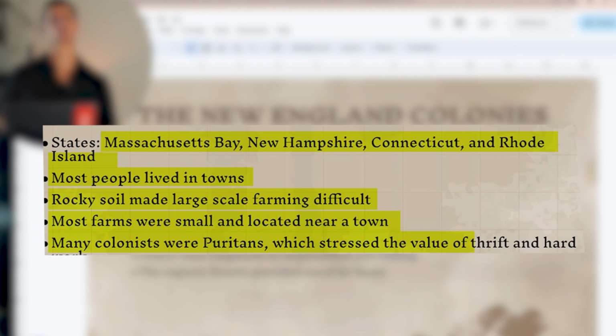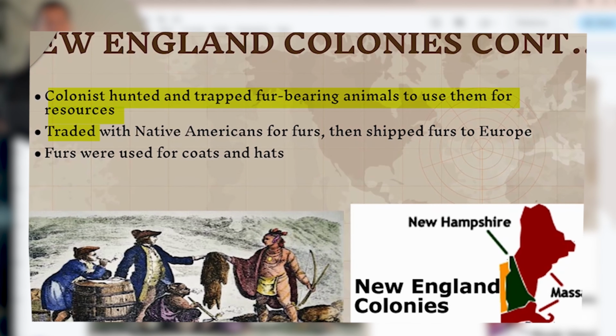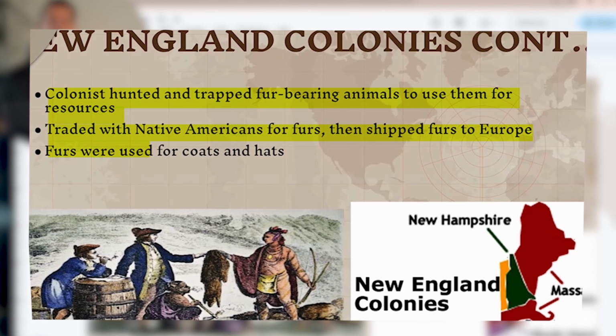Other people in these colonies were employed as shipbuilders or maybe some fishermen. And the region's bountiful forests provided wood for boats. Colonists also hunted and then trapped certain animals for furs in which they would trade. Furs were also used for things like coats and hats.